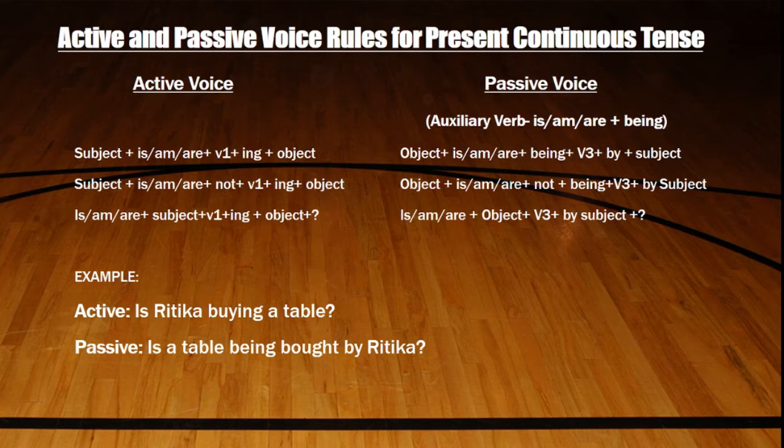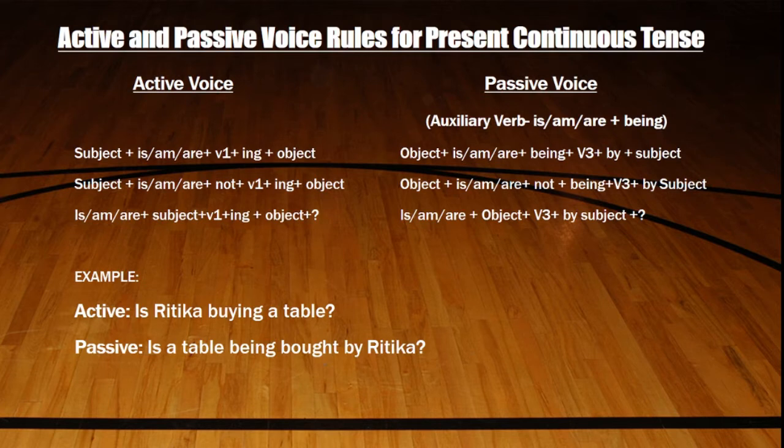It's like subject plus is, am, are plus the first form of the verb with ing to it, and the object. When you are changing it to passive, it becomes object plus is, am, are with being plus the third form of the verb, by and the subject.